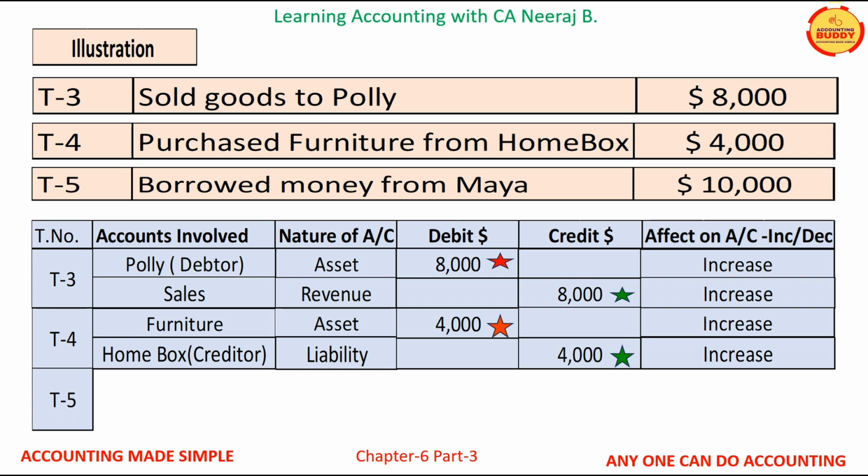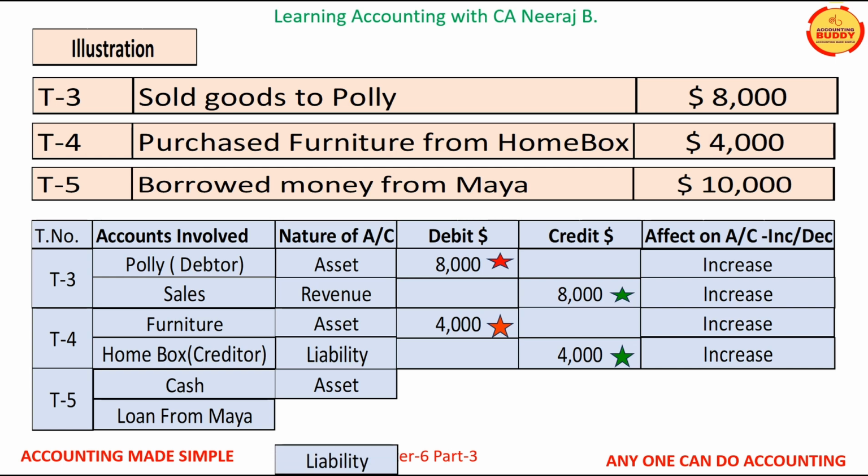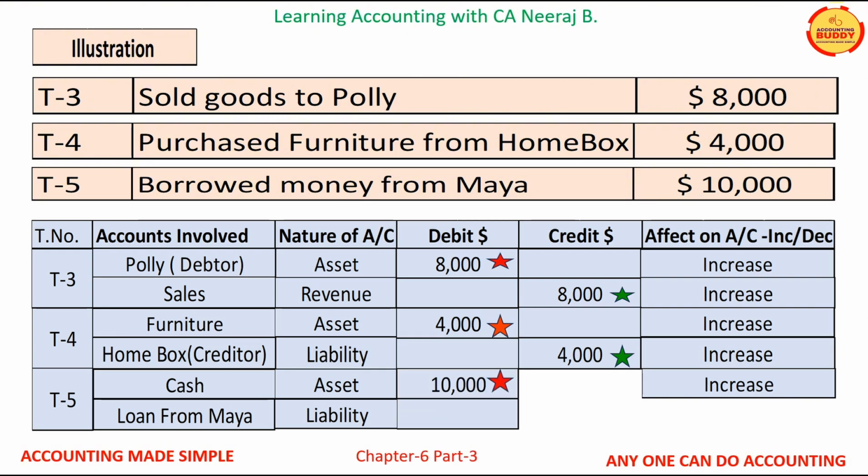The transaction T5 is an amount of $10,000 is borrowed by the business from Maya. In this T5 transaction, the two accounts affected are the cash account and the loan from Maya account. Cash is an asset account while the loan from Maya is a liability account. Asset value is increasing. Therefore, as per the asset rule, the cash account will be debited by $10,000. Liability account is also increasing. Therefore, as per the liability account rule, the loan from Maya account will be credited with $10,000.